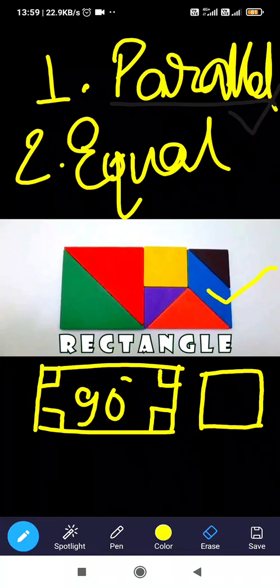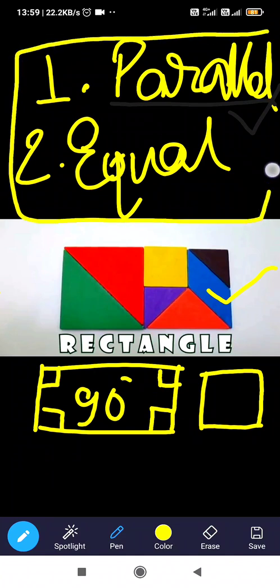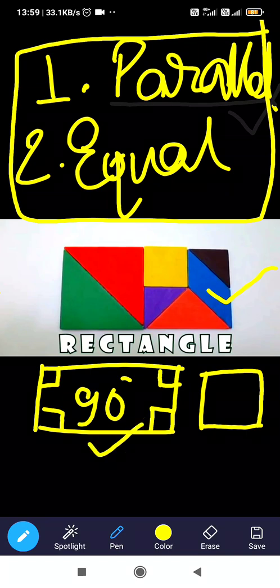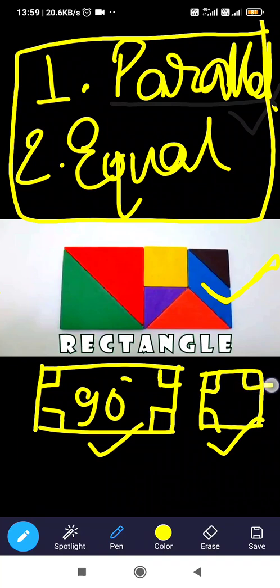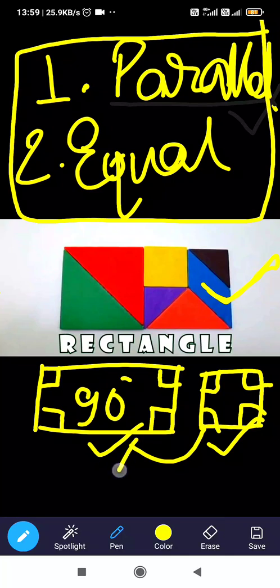So the points which I have written at the top of your screen, that is equal and parallel, this point is similar in a rectangle also, in a square also, and in a parallelogram also. But what is the difference between these three shapes? All the angles of a rectangle are 90 degrees, and all the angles of a square are also 90 degrees, but the sides of a square are equal, which is not similar to a rectangle, because only the opposite sides of a rectangle are equal, but in a square all the sides are equal.